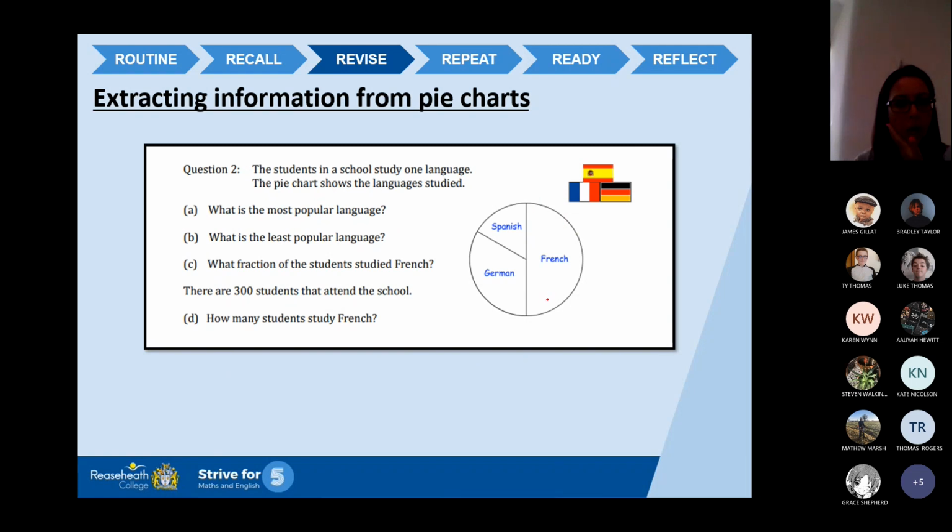So here, the most popular language, why a pizza? Sorry, Luke, I don't know. It's just a round thing, cake, maybe. It's always food, isn't it? Why is the most popular language? So you don't need to tell me that.